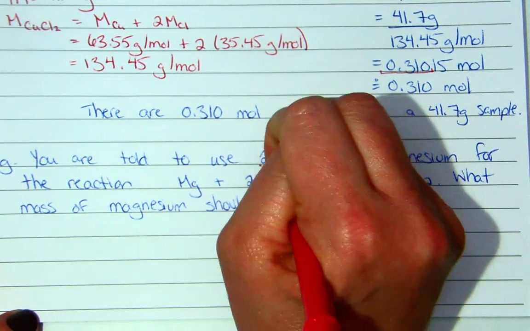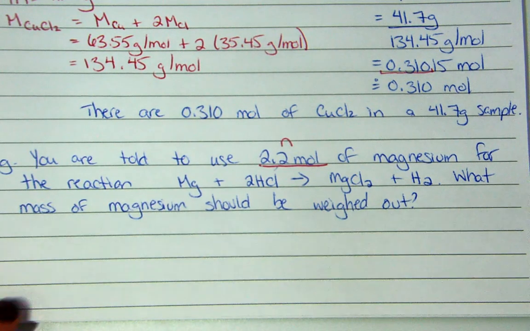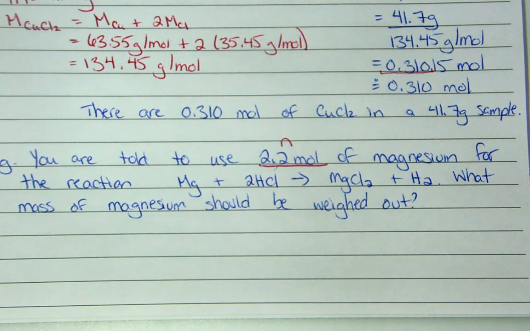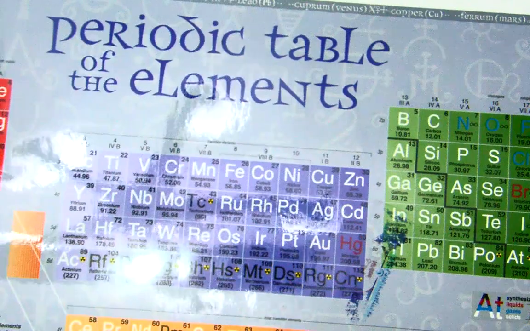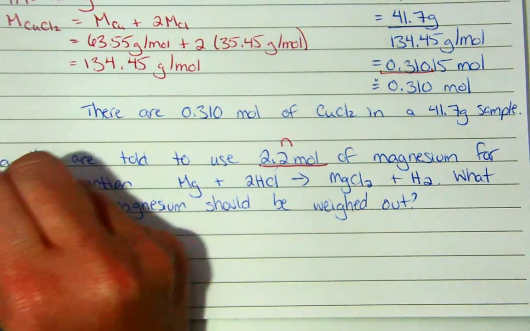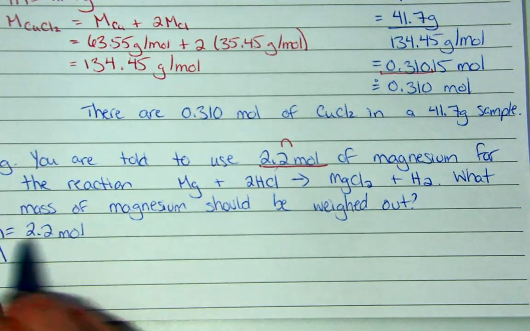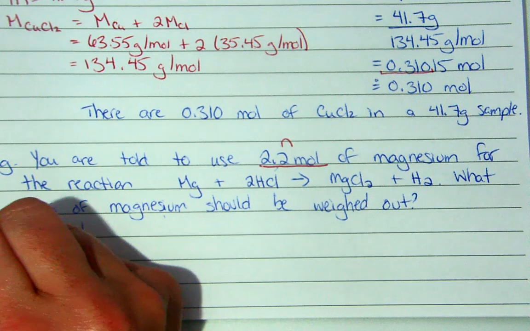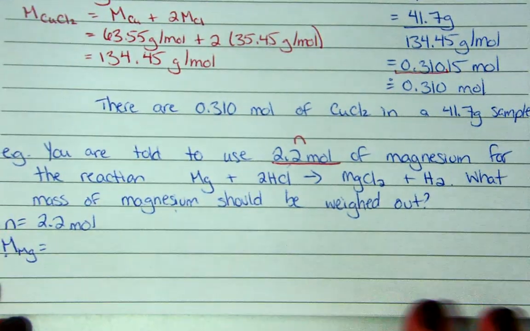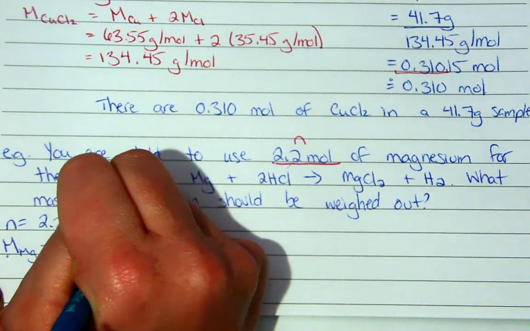So right here I have lowercase n. I don't have anything else in the question, but the beauty of molar mass is, where do I find it? That's right, on the periodic table of elements. So n is 2.2 moles. Now, molar mass, we're looking for magnesium. So the molar mass of magnesium is read directly from the periodic table, and that is 24.30 grams per mole.